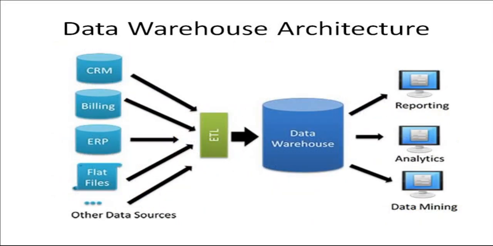In this figure you can see the architecture of a data warehouse. On the very left corner you can see so many sources from where data can come, like flat files such as your Word file, PowerPoint file, or simple text files. Then it can be ERP data, billing data, or CRM, customer relationship management data. So many types of data or databases can be there. They are to be integrated.